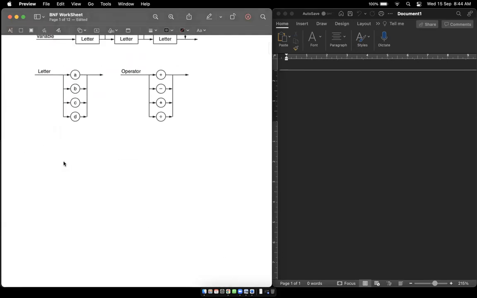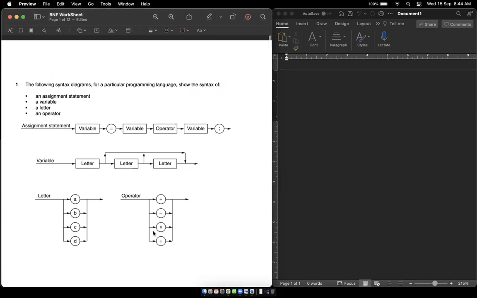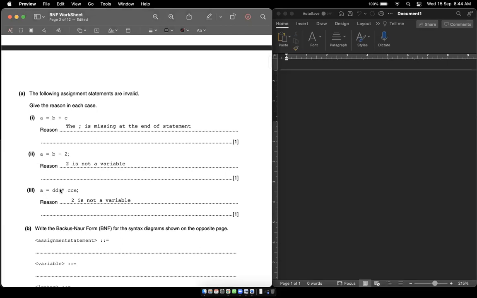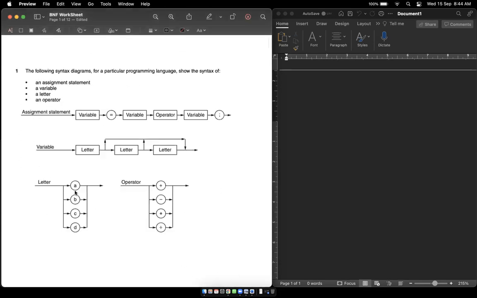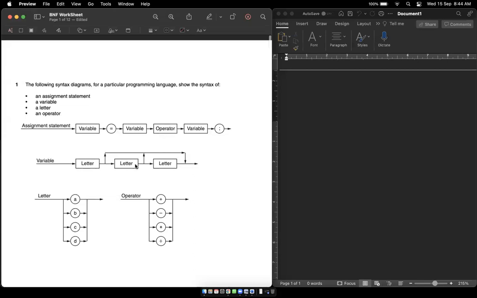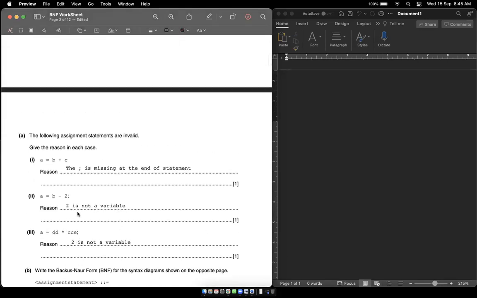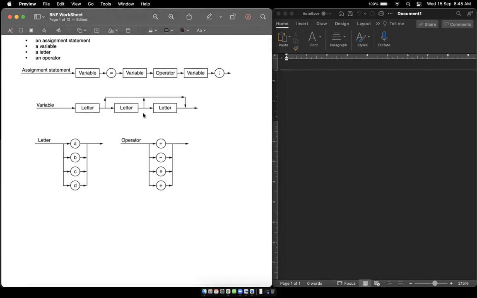What about the multiplication sign? Is it a valid operator? Agreed. It is a valid operator. So yes, we will take this as a valid operator. Followed by CCE. Now I've got a variable here of length 3. Can I have a variable of length 3? Yes, I can. And does it have a semicolon at the end? Yes, it does. So what's the problem here?